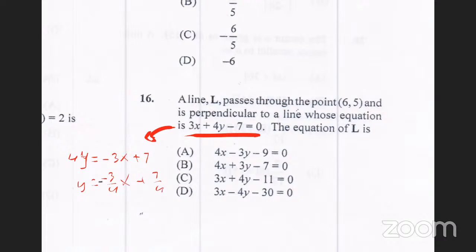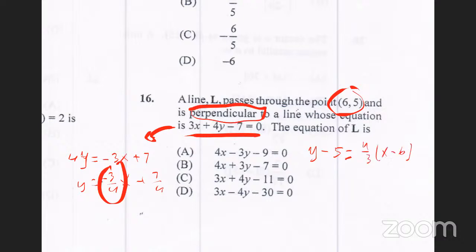Because you divide everything by 4. So we have the gradient and we're going to use the point now. So we're using y minus y1 is equal to the gradient. This is the gradient of the line, but they wanted perpendicular, so the gradient will be 4 on 3, by x minus 6. So you'll get y minus 5 is 4 over 3 x minus 3, and that's 2, 2 by 4 is 8.